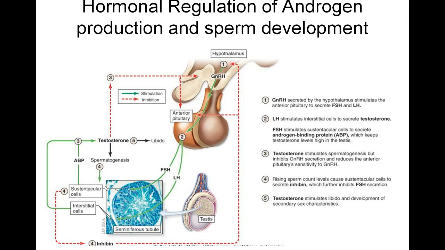Another thing that the sustentacular cells are going to do is, once the sperm count gets so high, the sustentacular cells will secrete inhibin. So inhibin, if you think about it, it inhibits. So here comes the inhibin, and it's going to go up here and stop the hypothalamus from releasing GnRH and stop the anterior pituitary from releasing FSH and LH.